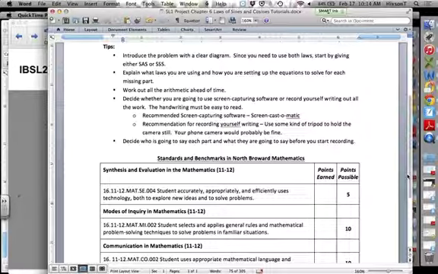Okay? Make sure that when you're doing it on the video that you explain what laws you're using, show the original law, and then show how you're setting up the equation to solve for each part. Okay?